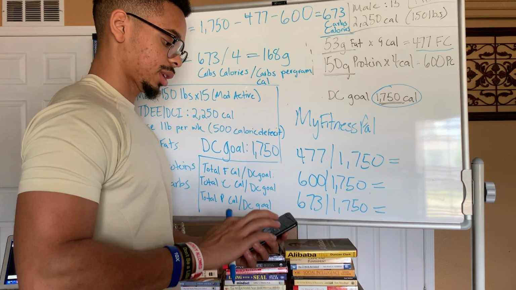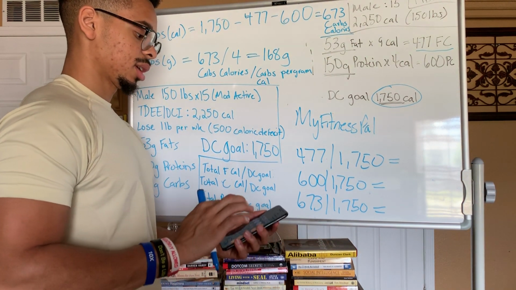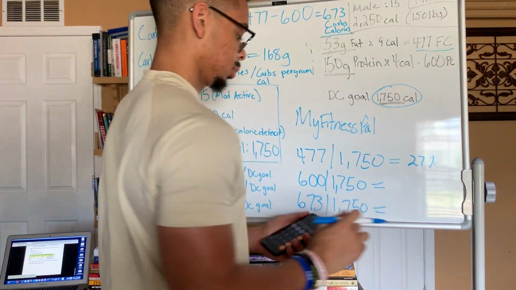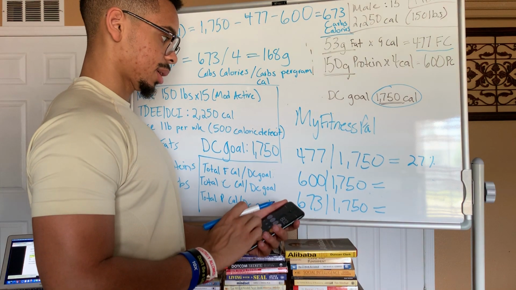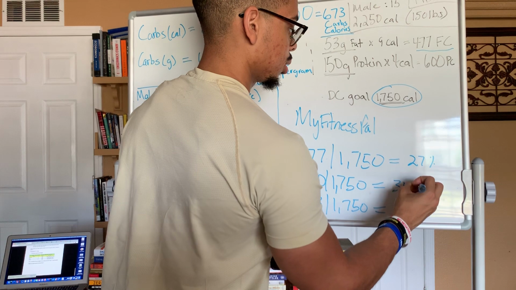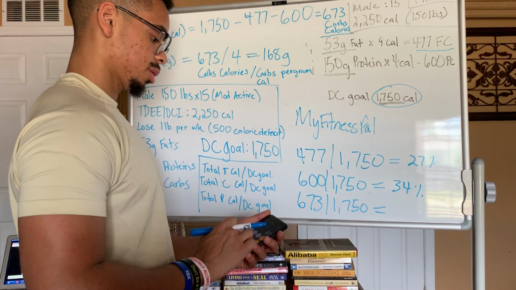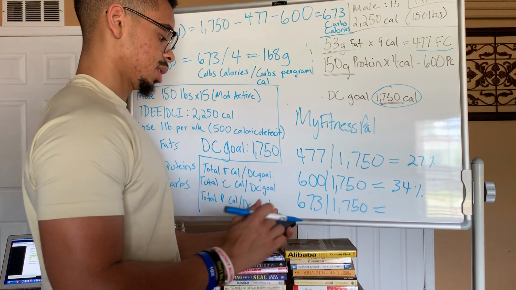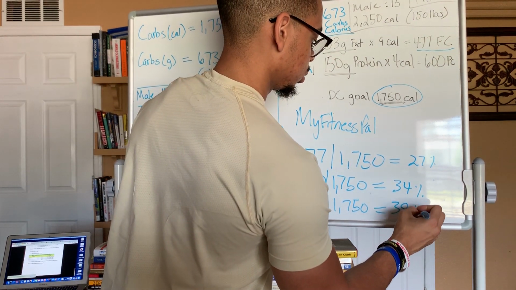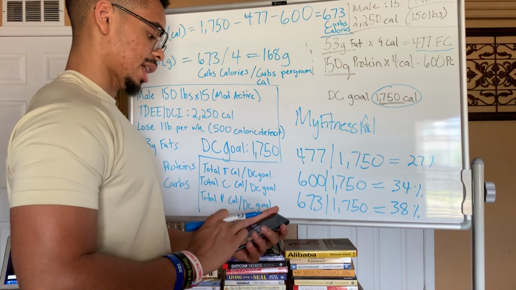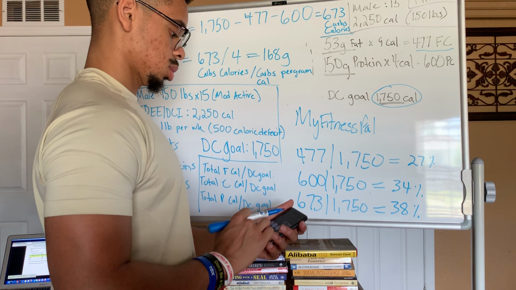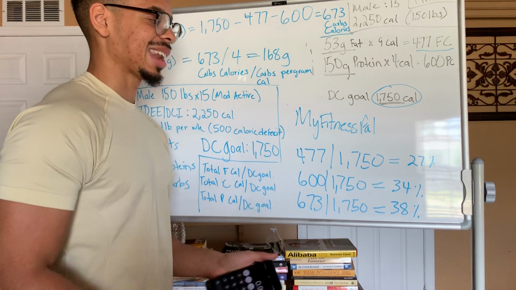Okay, so 477 divided by 1750 is 27%. 600 divided by 1750 is 34%. And 673 divided by 1750 is 38%. So let me just add these up really quick. 0.27, so right now we're at 0.99.